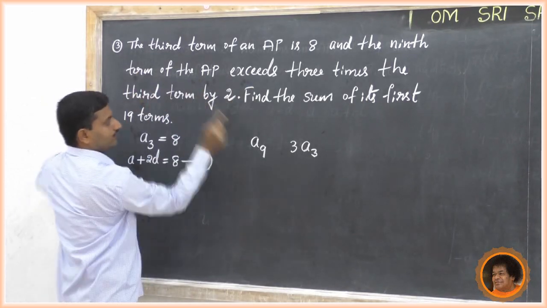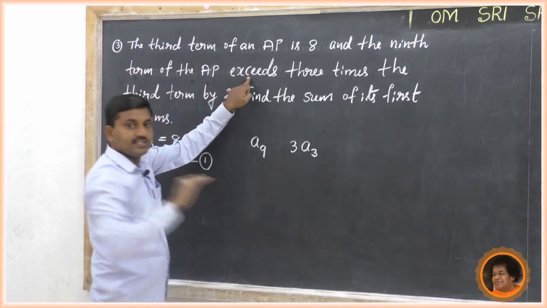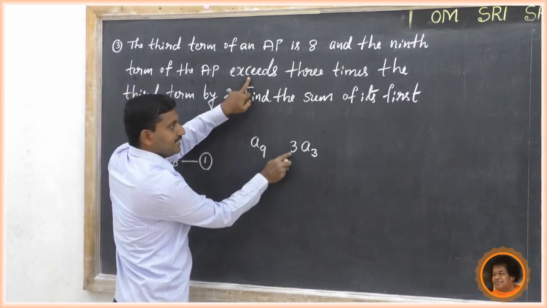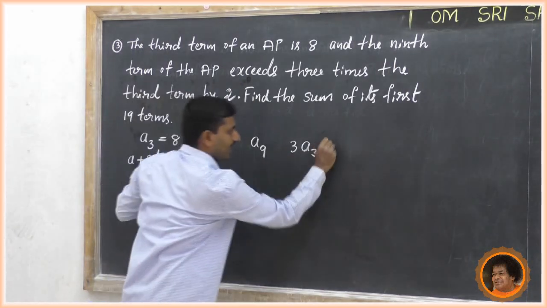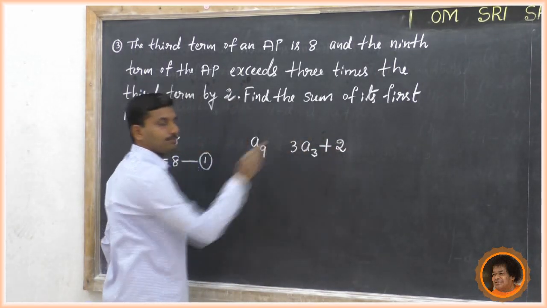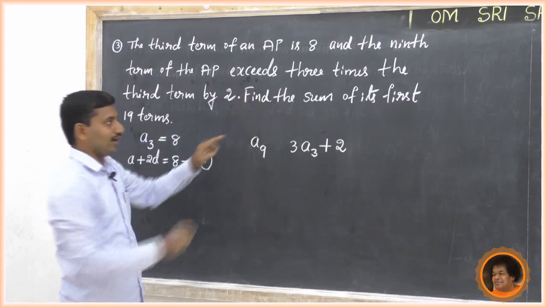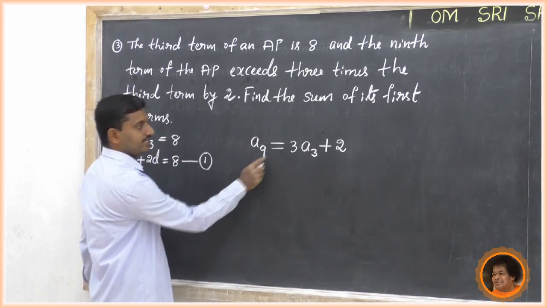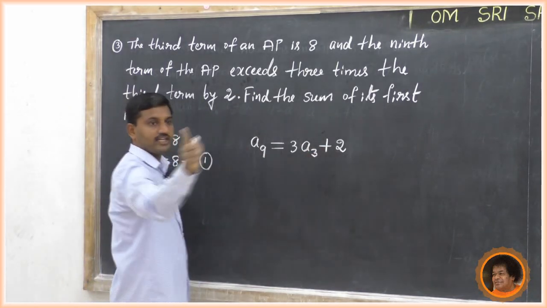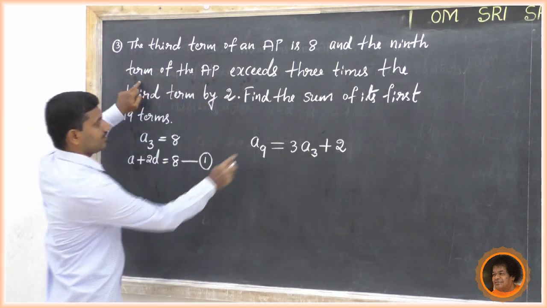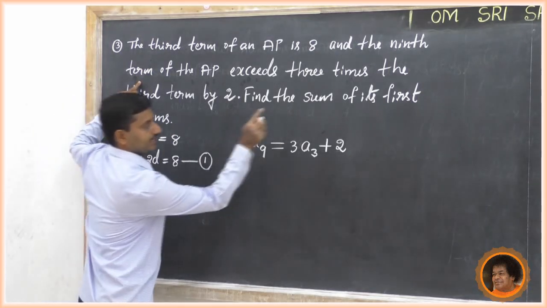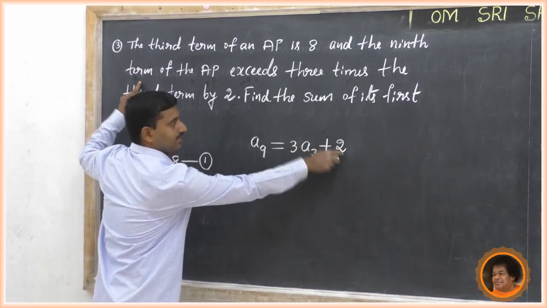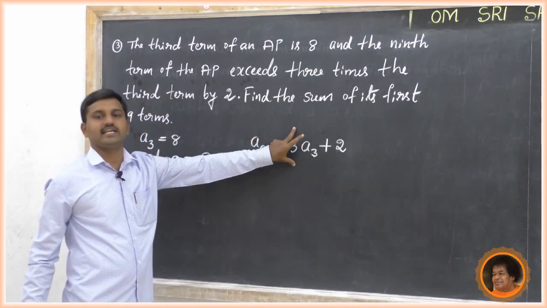Ninth term of the AP exceeds 3 times the third term by 2. Exceeds means plus, the greater. Why is it plus 2? Plus 2 means exceeds, so at that time left hand side equals right hand side. So A9 equals 3 into A3 plus 2. In other words, the ninth term of the AP exceeds 3 times the third term by 2. So this is the second condition.